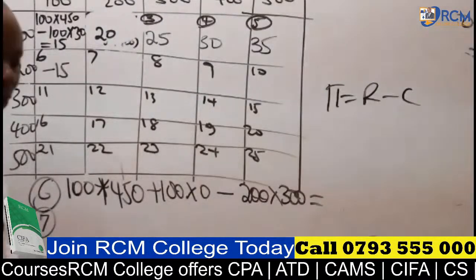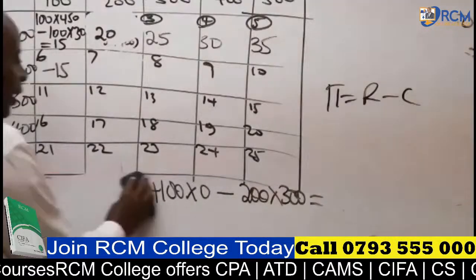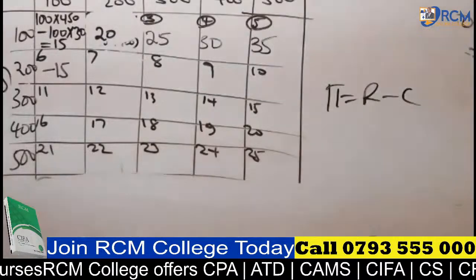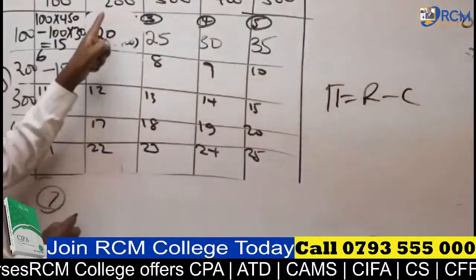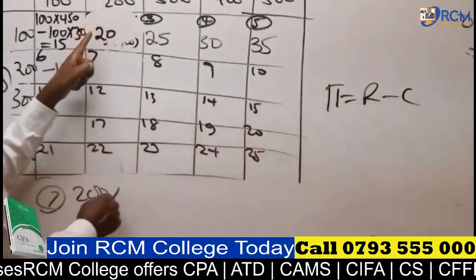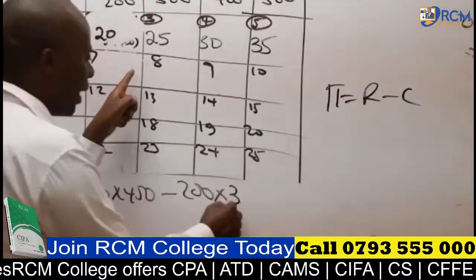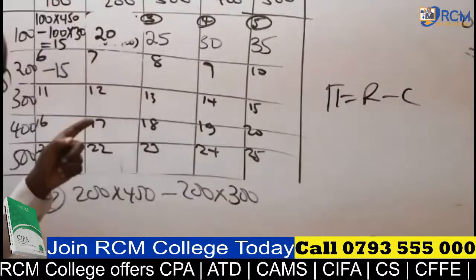So for cell number 7, ladies and gentlemen, this is what I have. We supplied 200, and demand is 300, so we shall sell 200 at 300. So somebody is giving me what figure here for cell number 7? Somebody is giving me 30,000.